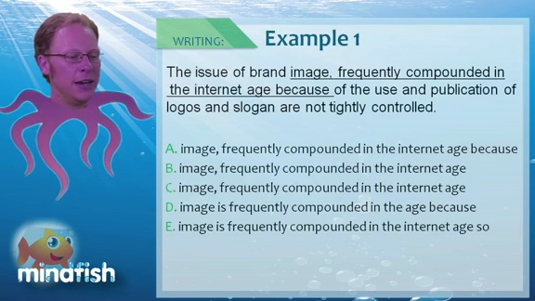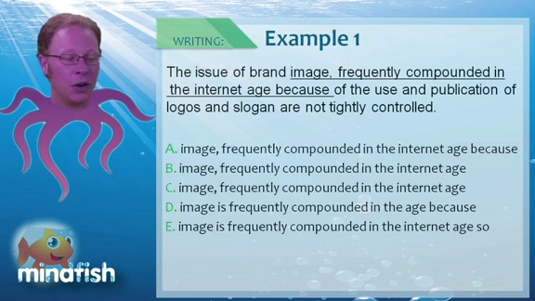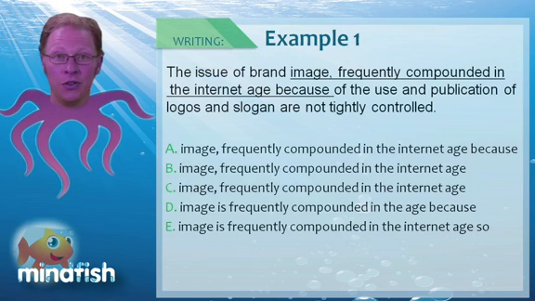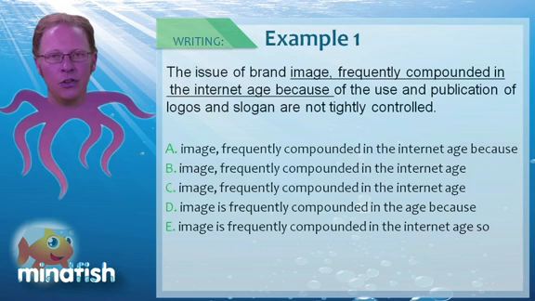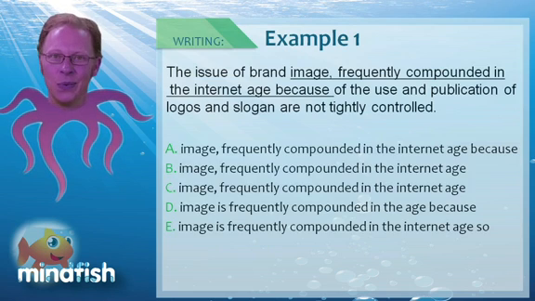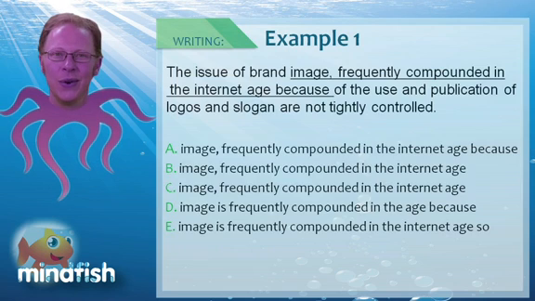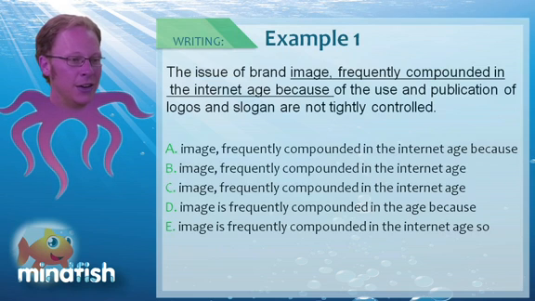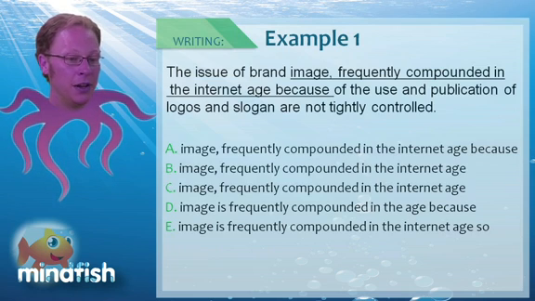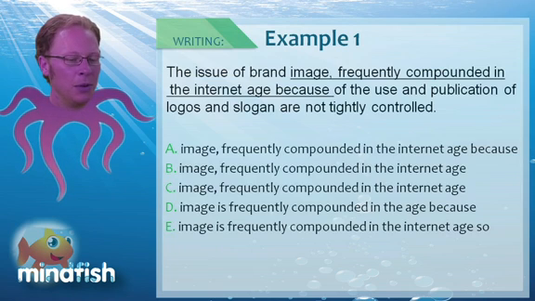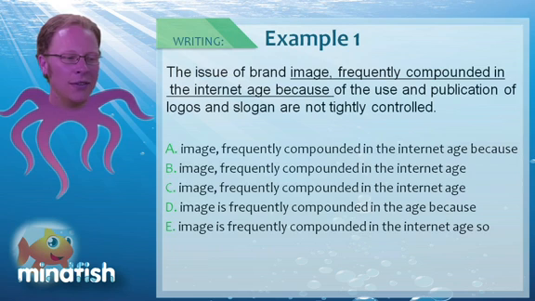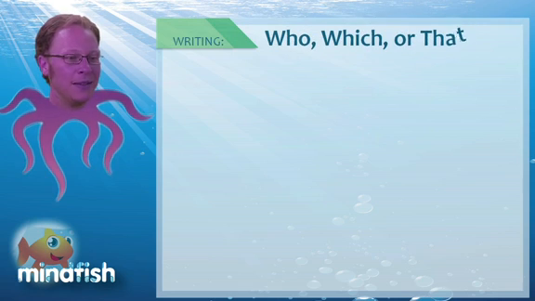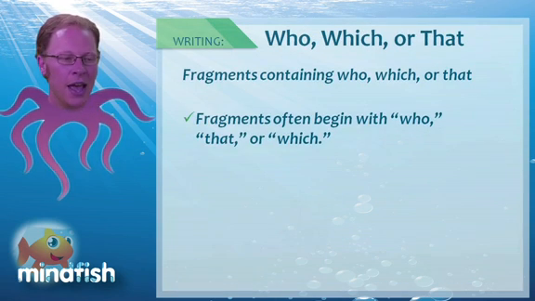So what's the difference between D and E? Well, you've already probably guessed it with me. The correct answer is D. Both D and E include the verb is and therefore construct complete sentences, but D is the better choice because is the word that we need at the end. Listen to it as I read it, and I think you'll agree that we've done well by fixing the fragment with answer D. The issue of brand image is frequently compounded in the internet age because the use and publication of logos and slogans are not tightly controlled. Sounds better to me.